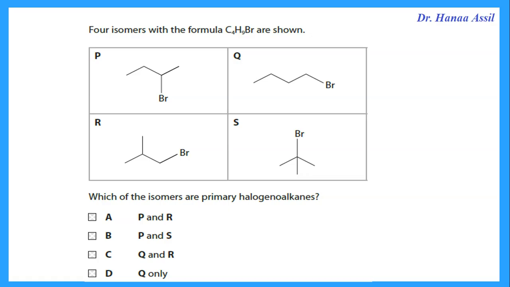4 isomers with the formula C4H9Br are shown. Which of the isomers are primary halogenoalkanes? Tell me. Which of these are primary? Can you see which ones are primary? Q is a primary with the Br on the end of the chain, and R is a primary with the Br at the end.